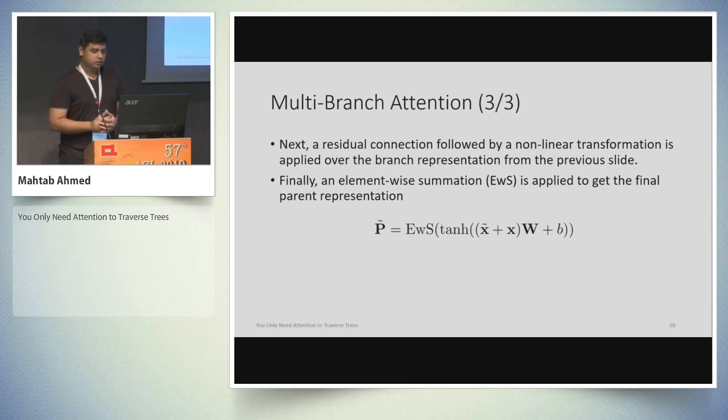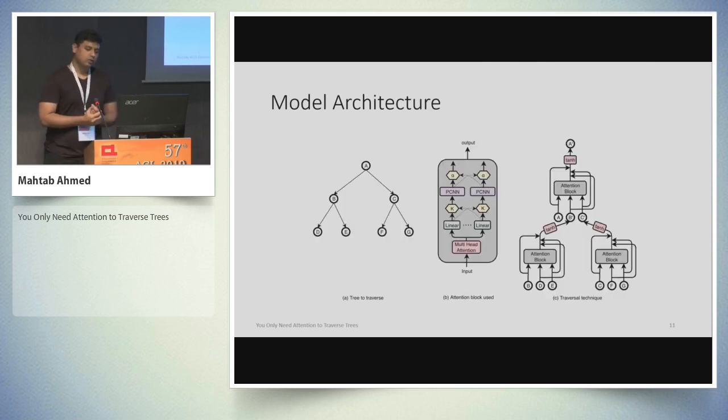Once you have this representation, you have multiple vectors in terms of a tree or a subtree. Then you do a linear summation, which is the element-wise summation. You end up with just one vector. And so you do it recursively for every subtree, and once you reach the root node, you get the entire representation of the tree. So this is how the model looks.